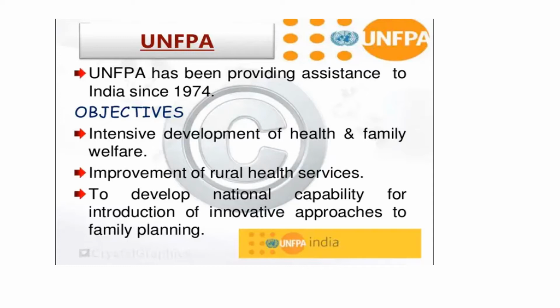So because it's the United Nations Population Fund, its main objectives include the welfare of health and the family. Also, it caters to rural healthcare services. Along with that, it also helps in developing the national capability for introduction of innovative approaches to family planning, right? So the main objective includes the family planning part, because population is a major concern. That is why population control is very much required. So one of the objectives is basically to control the population by various means.